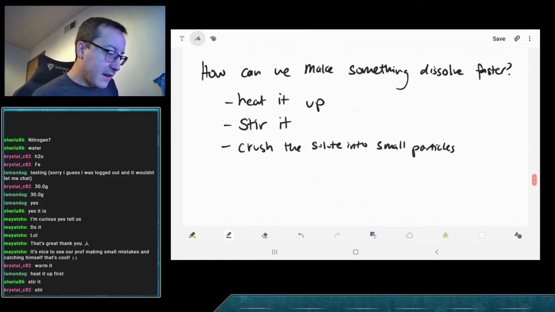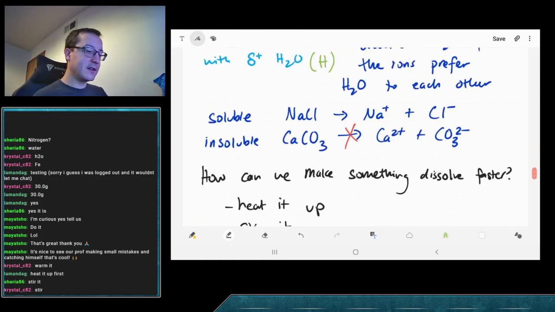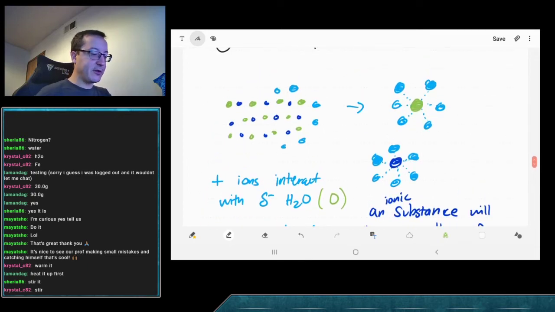Alrighty, and then the last one would be crush it into small particles. If you think about this crystal here, the water has to get all the stuff on the outside before it can start getting stuff on the inside, right? Like all this stuff on the outside is going to have to go away before new water can come in and take those crystals away. So the smaller crystals we have, it's just going to be faster because we don't have to wait for all these outside layers to get dissolved before we can get the whole thing dissolved.